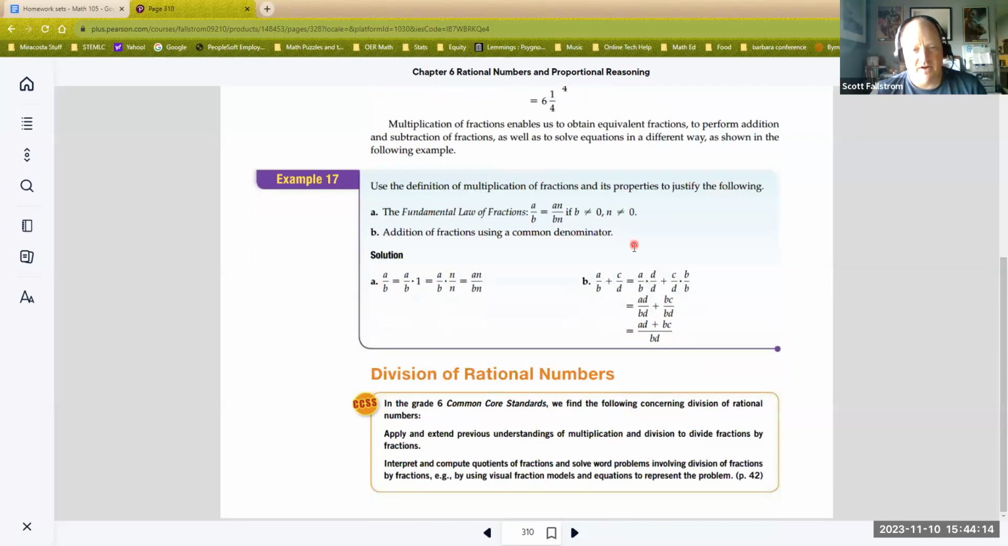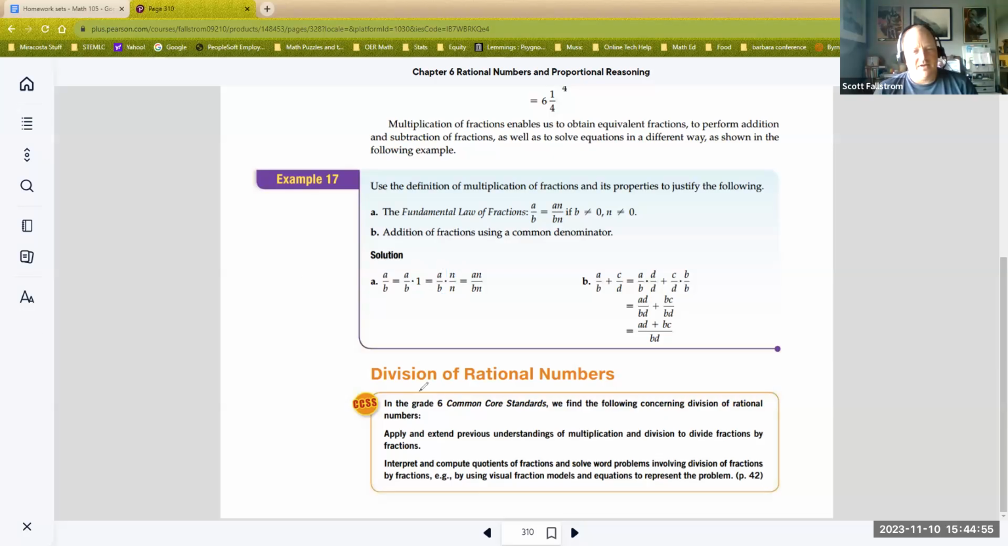And again, fundamental law of fractions and addition of fractions using a common denominator. That's exactly the same thing. So basically what they're doing is saying the fundamental law of fractions says that you can rewrite things by multiplying the top and bottom by the same thing. However, you could think of it, instead of multiplying top and bottom, as multiplying by 1. And then you just create a clever version of 1 and multiply it. And using the definition of multiplication, where we multiply across tops and bottoms, it works out really nicely.